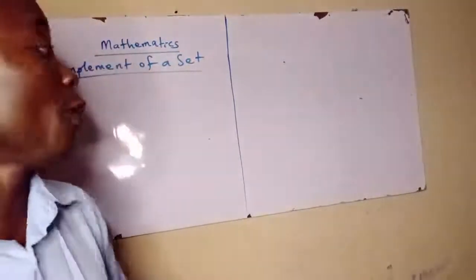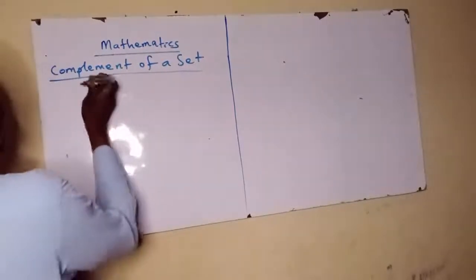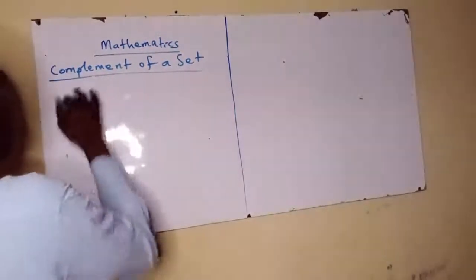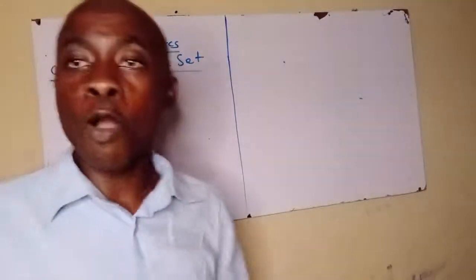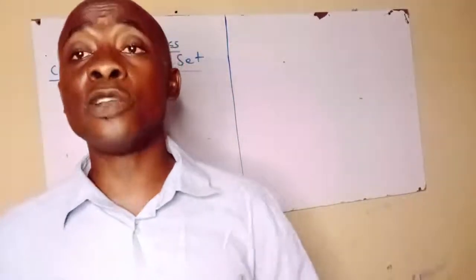When we are talking of the complement of a set, it is usually represented in the form of a prime, like this. Say for example, what do you mean by complement of a set? Complement is just anything that is in the universal set that is not in that set.